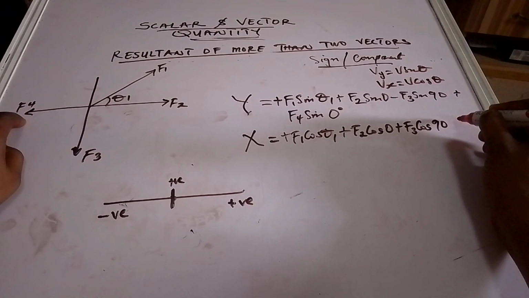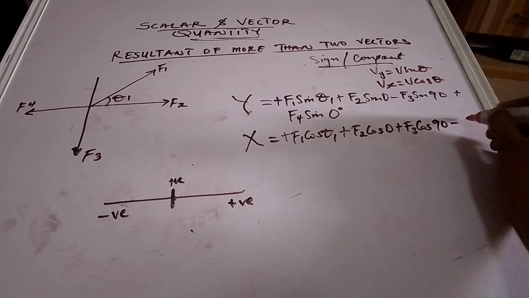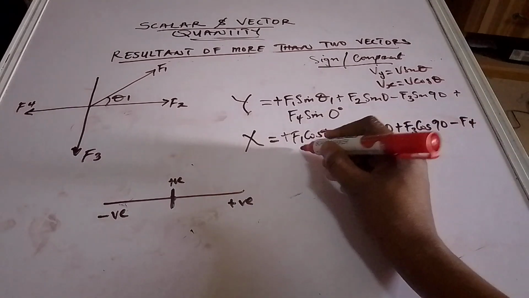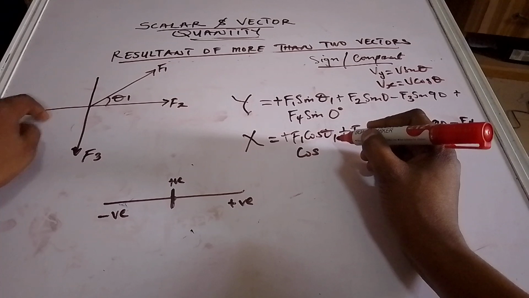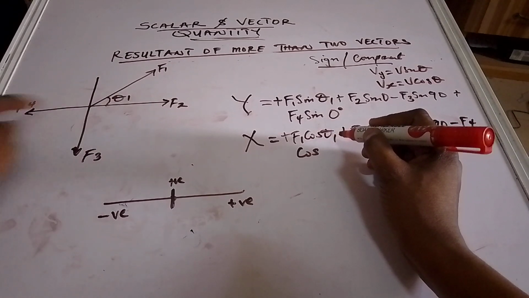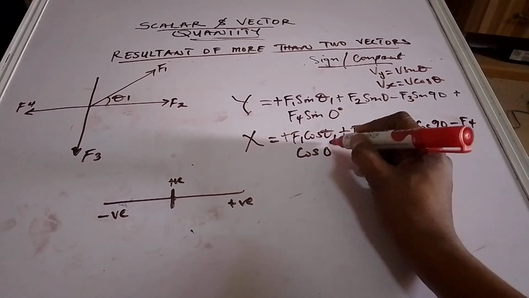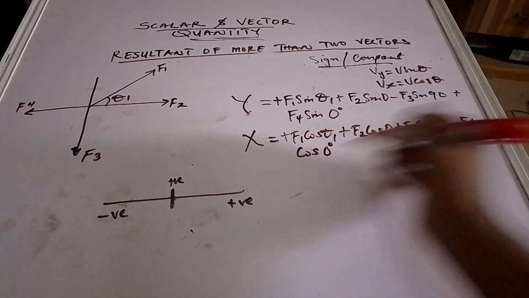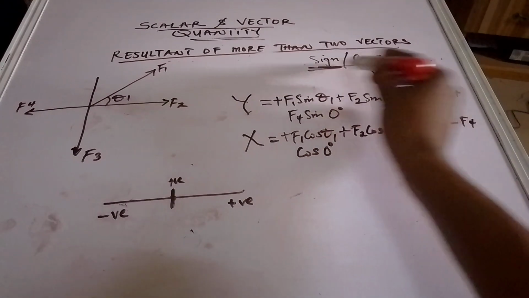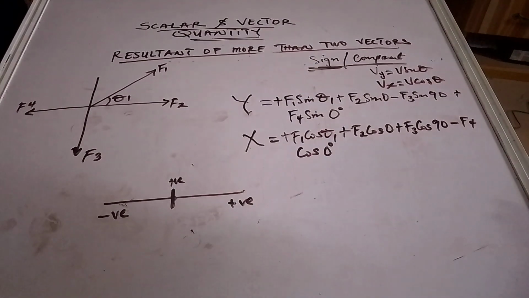And what of f4? Is f4 minus or positive? It's pointing towards this direction, so it's negative, minus f4 cos. What is the angle here? The angle between f4 and the horizontal is parallel to the horizontal, so it's 0 degree. So this is how we resolve the component. So bearing the sign in mind and the component in mind, we can resolve this component.